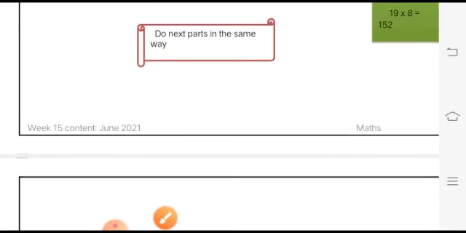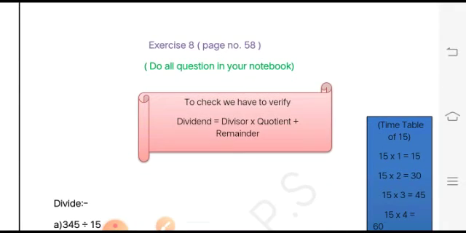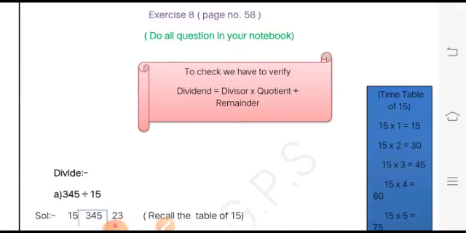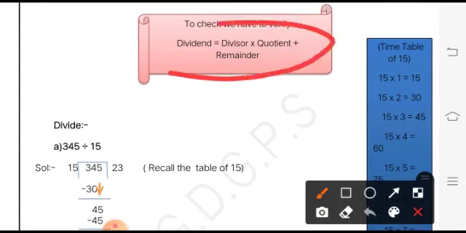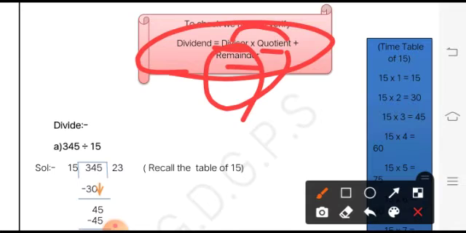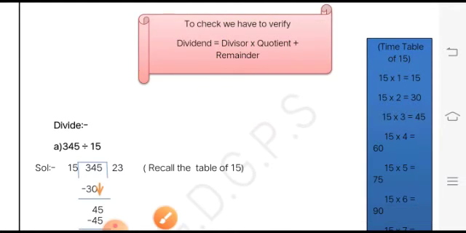Likewise other parts are to be done, and exercise 8 is the same as exercise 7, and we need the same formula here also to verify the divisions, and the formula is to be memorized by the kids. That is dividend is equal to divisor into quotient plus remainder. When we get any dividend, quotient and remainder, the quotient should be multiplied by divisor and then their product should be added with remainder. After addition, the number we get would be the same as the dividend.